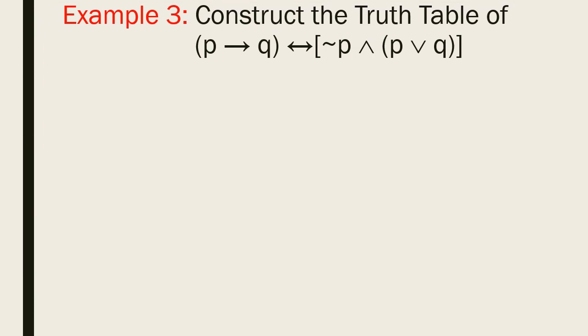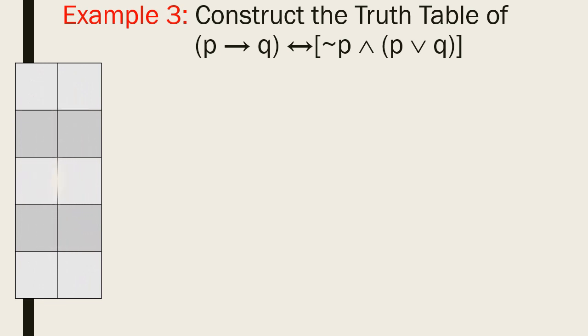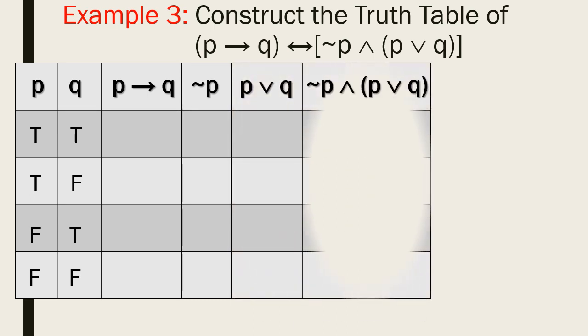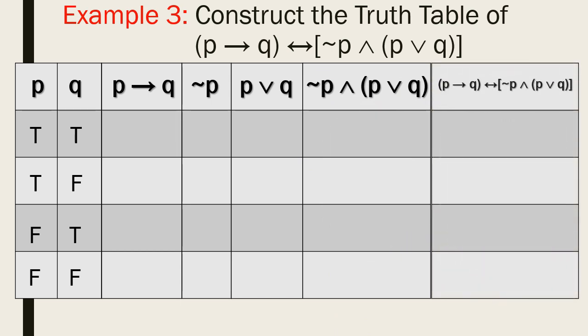Again, for example number 3, construct the truth table of P if P then Q, or P implies Q, if and only if not P and P or Q. Again, P and Q, we only have two propositions. So T, T, F, F, and then Q, T, F, T, F. Here, let us write the additional columns. You can also do it this way, write the next columns before you answer it all.